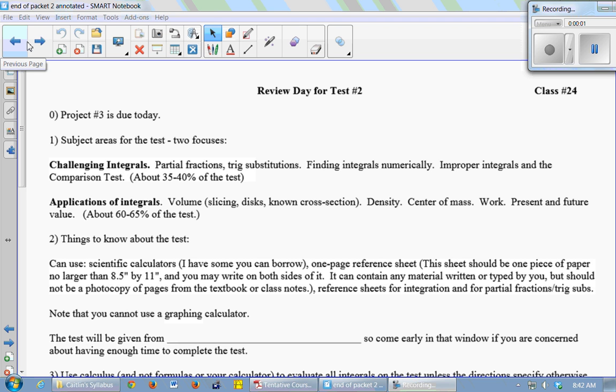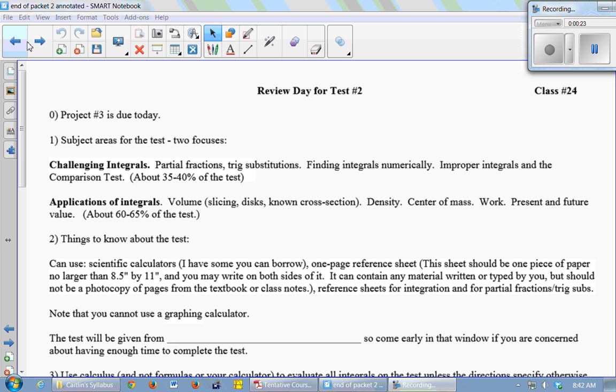Again, challenging integrals, partial fractions, trig substitutions, finding integrals numerically, and improper integrals, and also be able to use the comparison test to determine if an integral converges or diverges. And that'll be about 35 to 40% of the test will be integrals, and then the remainder of the test will be applications of integrals.